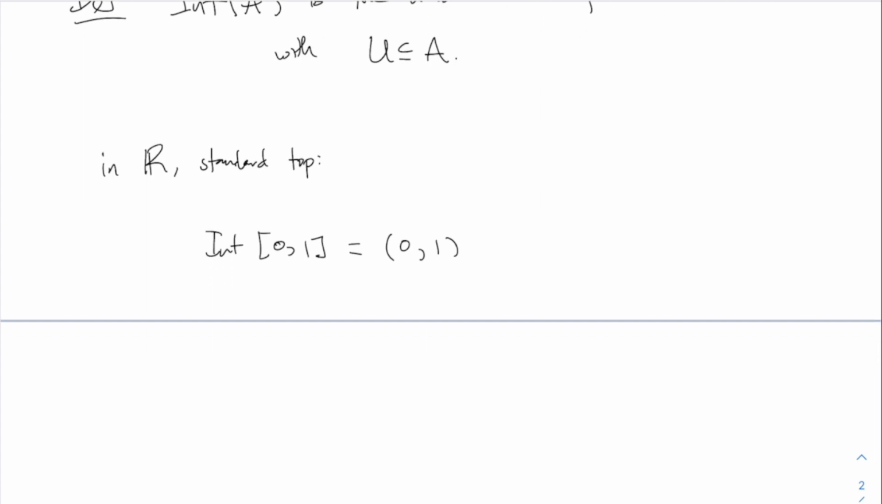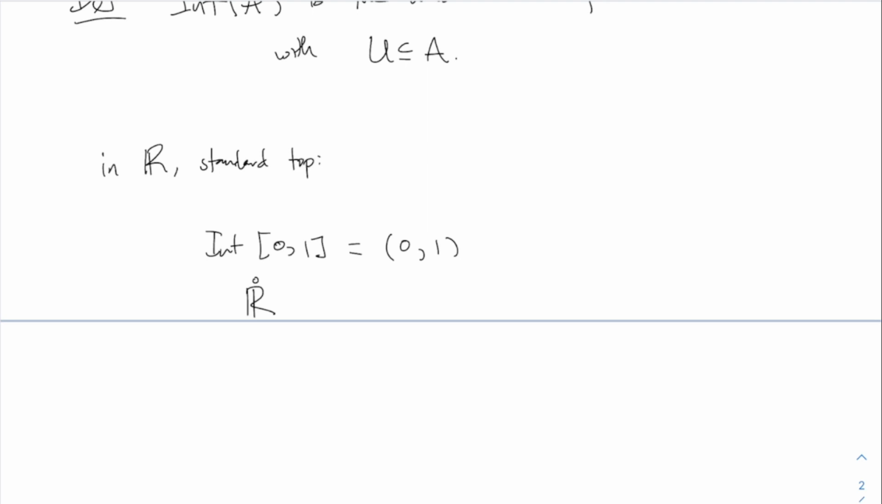Any thoughts about that? If you think of the closure as adding in a few more points to make it a closed set, the interior is kind of like you take away a few points to make it an open set. It's the biggest open set which is inside of what you started with. Taking the interior involves removing some points to make it into an open set.